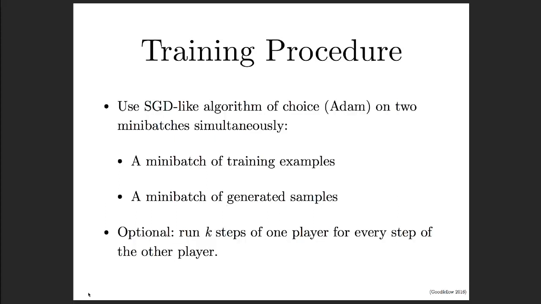So the training procedure is to choose an optimization algorithm. You can pick your favorite one. I usually like to use Adam these days. And then repeatedly sample two different mini batches of data. One of these is a mini batch of training examples that you draw from the data set, and the other mini batch is a set of input values z that we sample from the prior and then feed to the generator. We then run gradient descent on both of the players' costs simultaneously. In one optional variant, we can also run the update for the discriminator more often than we run the update for the generator. I personally usually just use one update for each player.